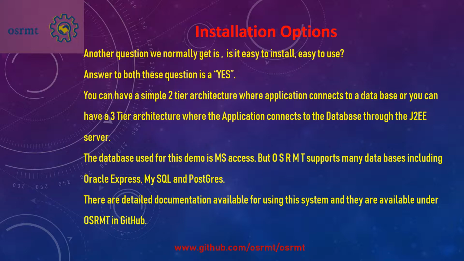You can have a simple two-tier architecture where the application connects to a database, or you can have a three-tier architecture where the application connects to the database through the J2EE server. The database used for this demo is MS Access. But OSRMT supports many databases including Oracle Express, MySQL and Postgres. There is detailed documentation available for using this system under OSRMT in GitHub.